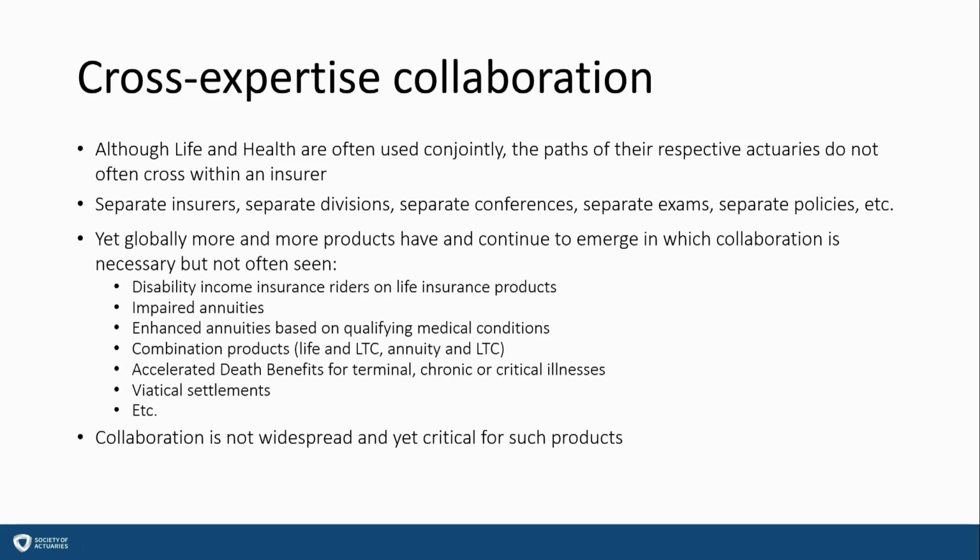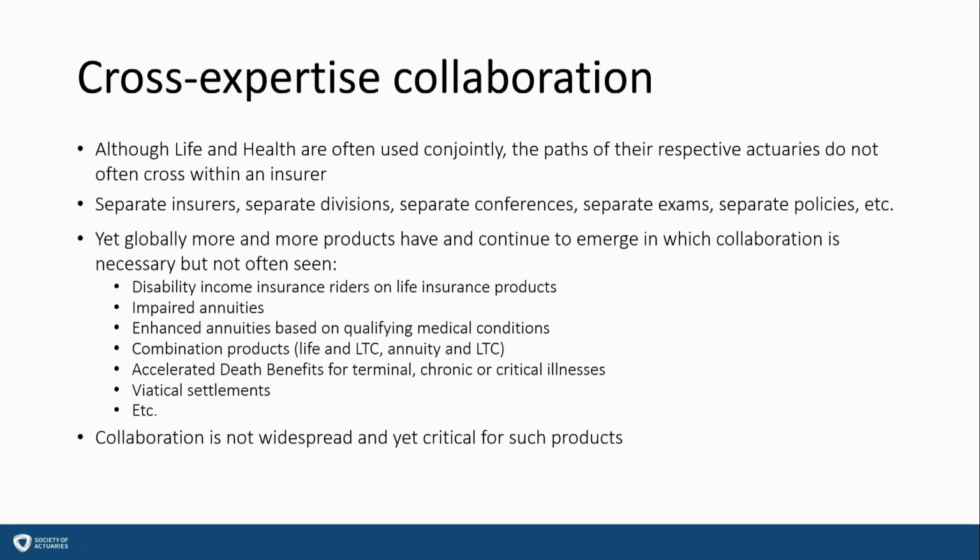Disability income insurance riders on life insurance are not a new product in the US. Often it's still a separate product, with separate benefits. But around the globe, we're starting to see more and more of these products where the life benefit is eaten away by the disability benefit over time. So the two benefits are interlinked. And that's when that interaction between those two actuaries will be crucial.